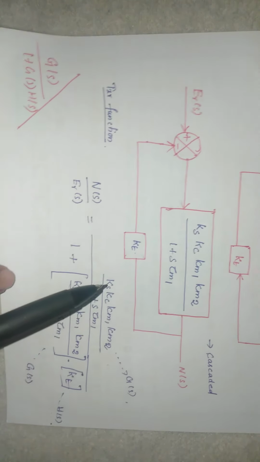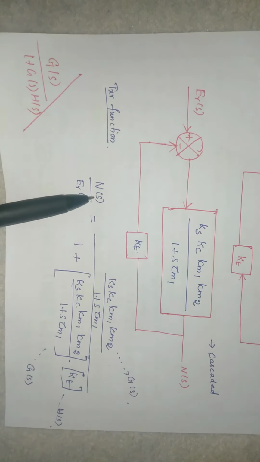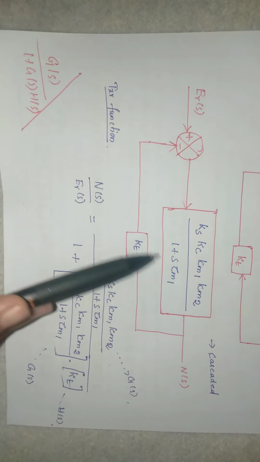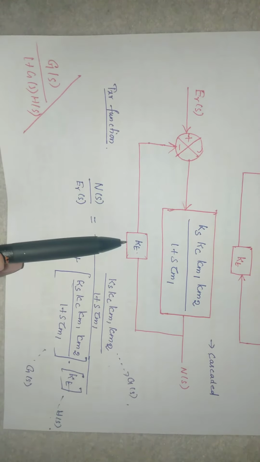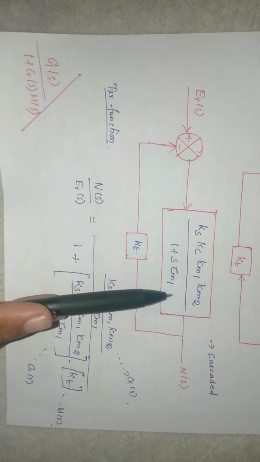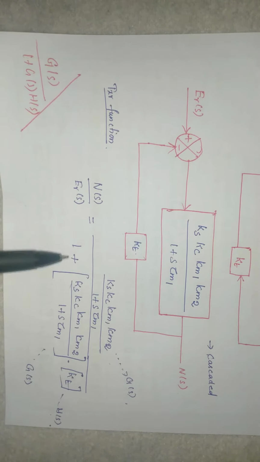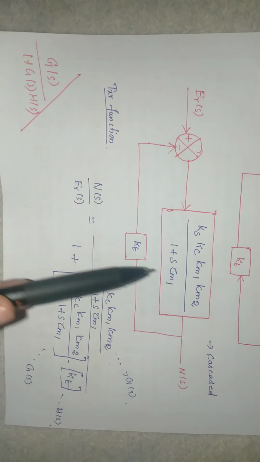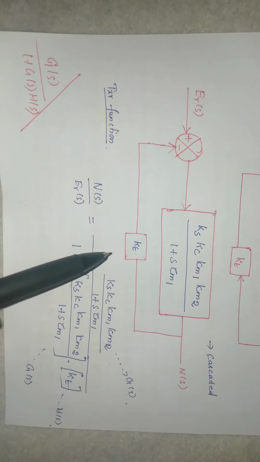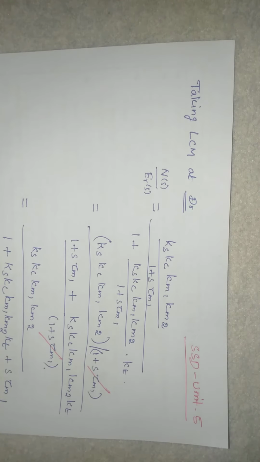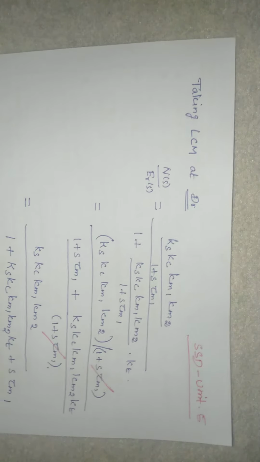So now we are taking the reference signal, that is, N of S is the output and E R of S is the input. Now I am writing G of S here and H of S here. So the transfer function is G of S divided by 1 plus G of S H of S. I am just substituting from the block diagram. From the transfer function we have Ks, Kc, Km1, Km2 divided by 1 plus S tau m as G of S, and H of S is Kt. So I am having the same equation here.